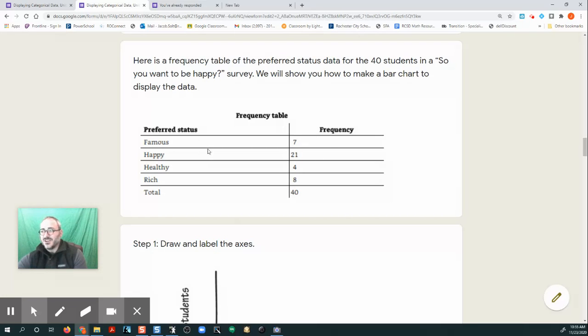All right. There was a survey of 40 students asked, would you rather be famous, happy, healthy, or rich? The frequency 7 tells me 7 students, or 7 respondents, said they'd rather be famous. 21 said they'd rather be happy. 4 said they'd be healthy. 8 said they'd rather be rich. All right, 40 total students. And here are the steps on how to create a bar chart for this data.